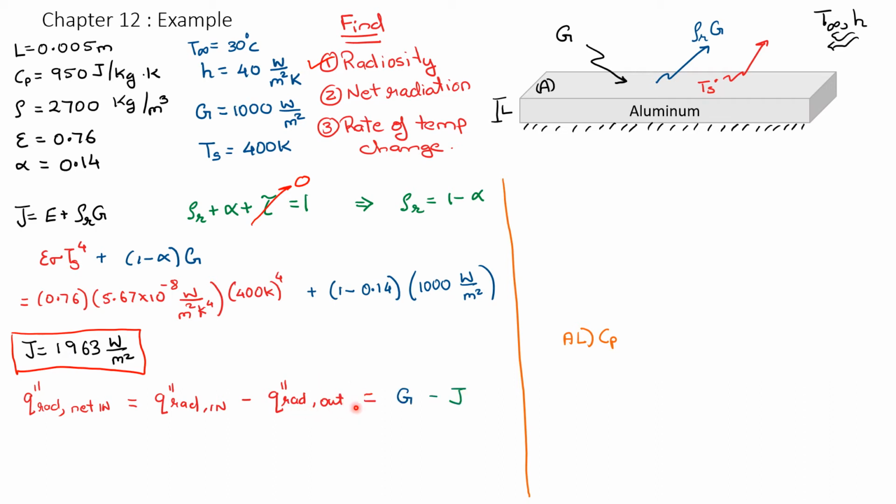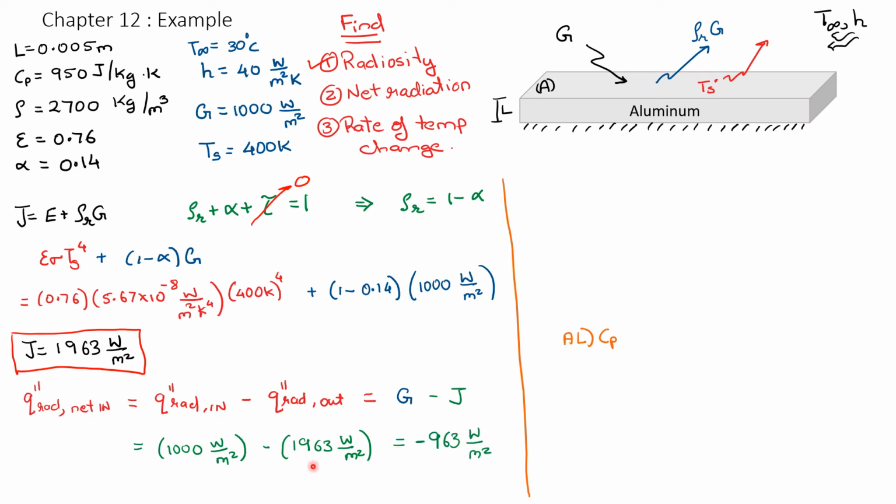Okay, so our q rad in is nothing but the irradiance G, and our q rad out is nothing but the radiosity J. So our net radiation will be G minus J. So let's substitute the values. Our G is 1000 watt per meter square minus the radiosity that we just found out, 1963 watt per meter square.